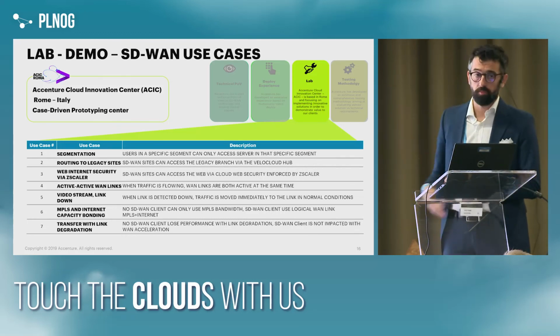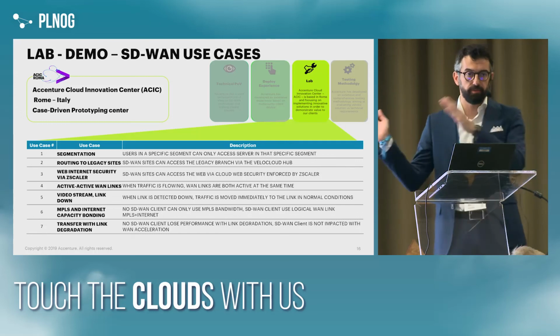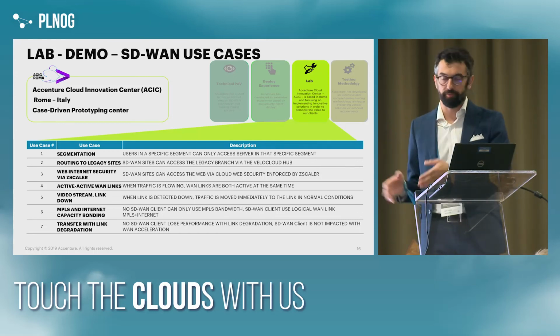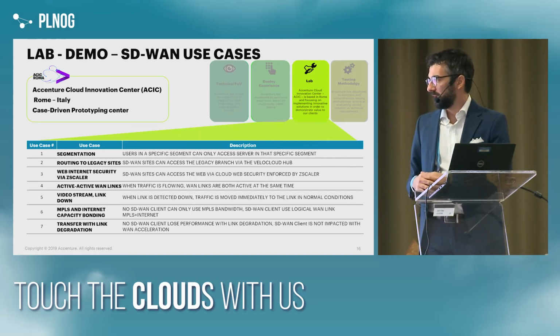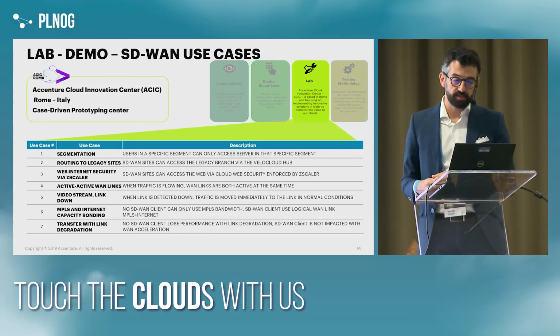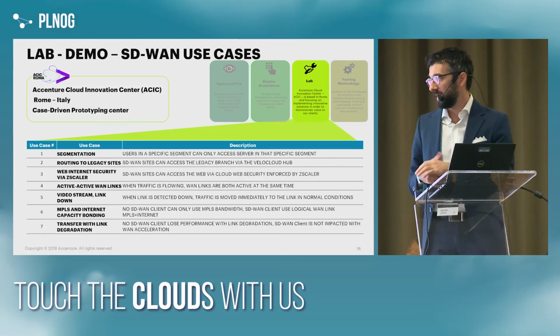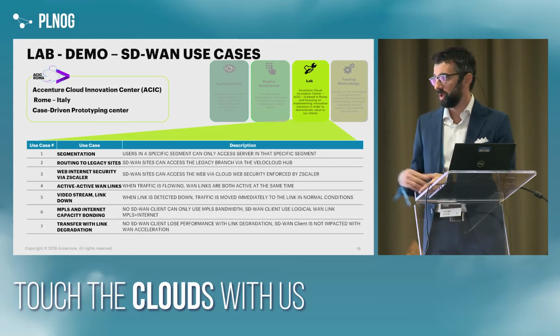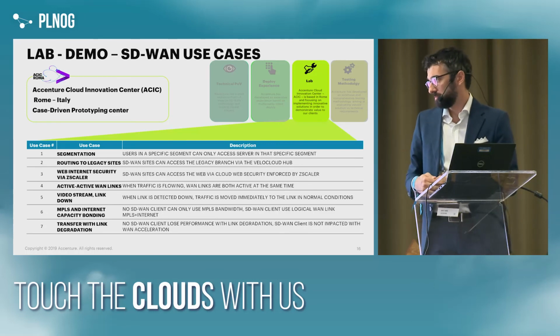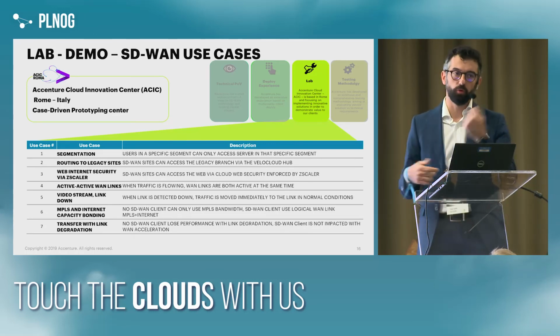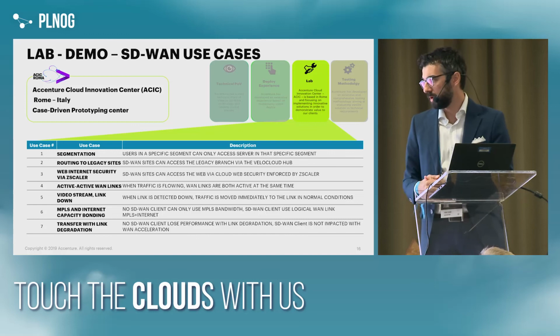Segmentation means that I cannot access a server that is not in a segment of the network that I can access. Routing legacy sites: how I interconnect my overlay, my logical network, with my legacy sites that are not migrated to SD-WAN. Web internet security, as I was saying, is based on Zscaler. Active: I remove one link and check if everything is still working.